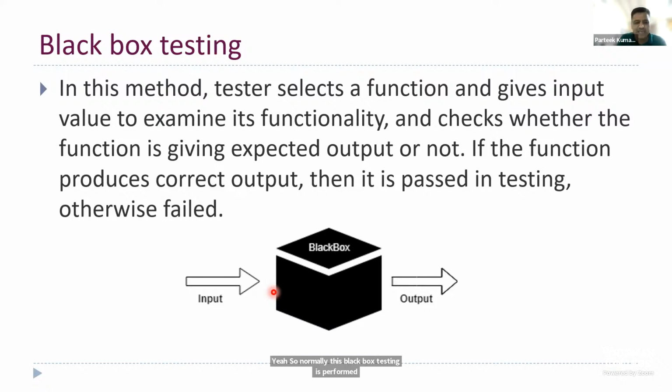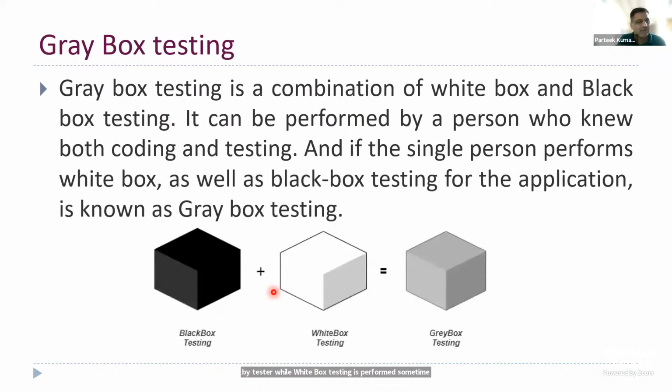by the developer. Sometimes you perform both the roles. Sometimes you have access to code and also you perform black box testing. Then it is called gray box testing. So gray box testing is a combination of white and black box testing. It means that it is performed by a person who knows both code and test. When a single person performs both white box testing and black box testing, then it is known as gray box testing.